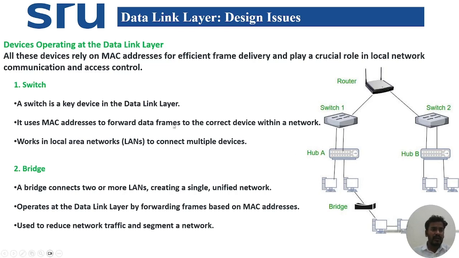In operating the data link layer, all the devices rely on the MAC addresses for effective frame delivery, and they play a crucial role in local network communications. So mainly the MAC address is important for sharing the data by framing.